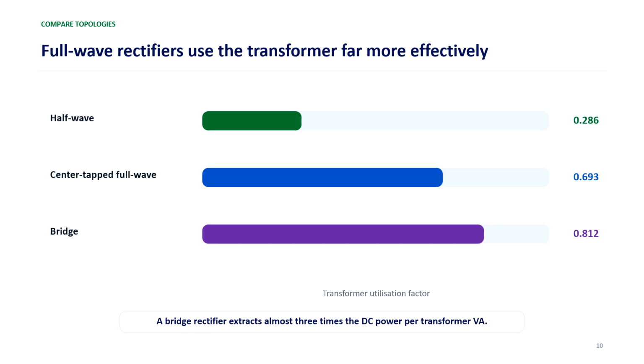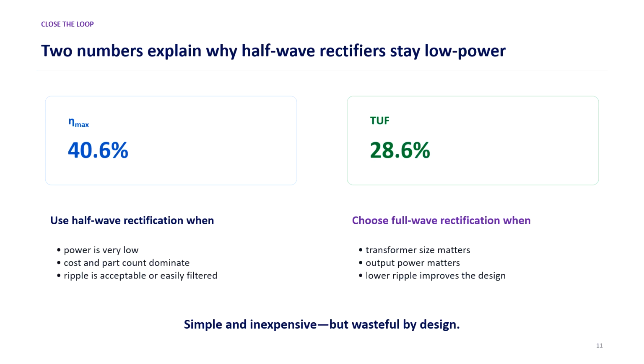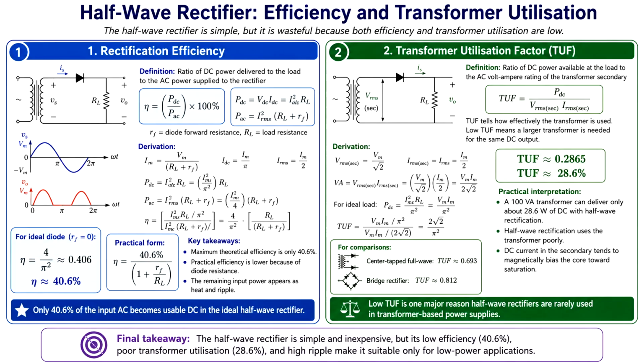We can now close the loop. The maximum ideal rectification efficiency is 40.6% and the transformer utilization factor is only 28.6%. Together with high ripple and possible core bias concerns, these values make the half-wave rectifier suitable for very low power, low cost applications. When transformer size, output power, or ripple performance matters, a full-wave rectifier is usually the better engineering choice. You may pause the video and review what you have learned so far.